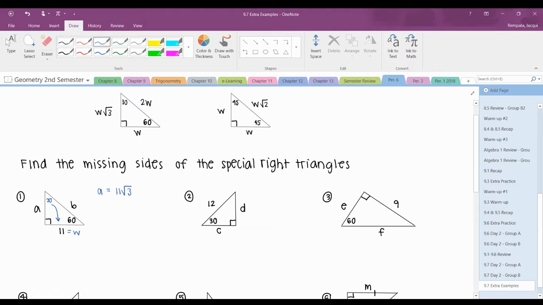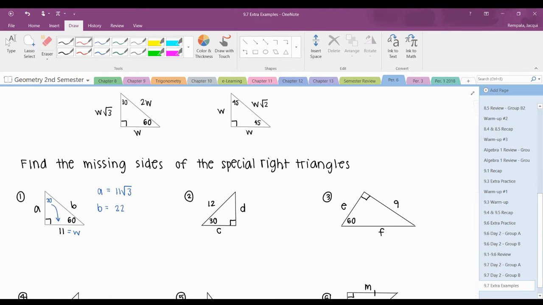So then find the hypotenuse. Remember, the hypotenuse is always going to be double the shortest side. So since 11 is the shortest, multiply that 11 by 2, and 22 is going to be the hypotenuse.